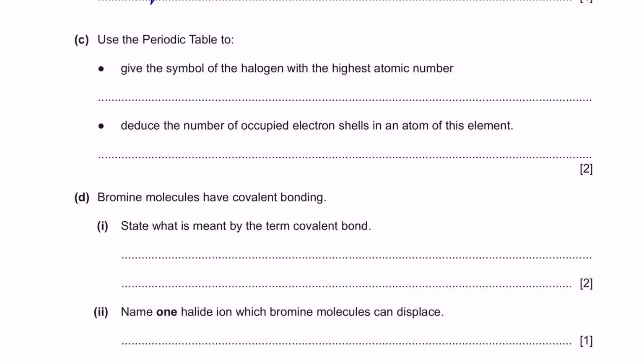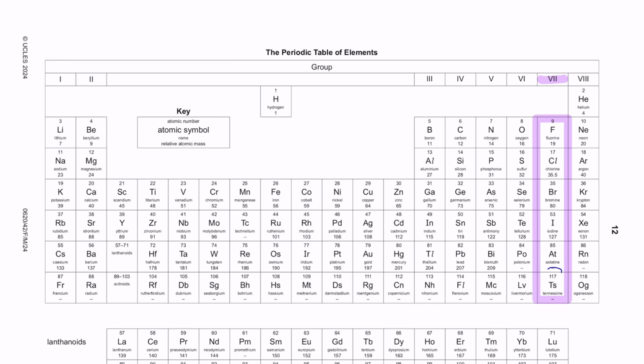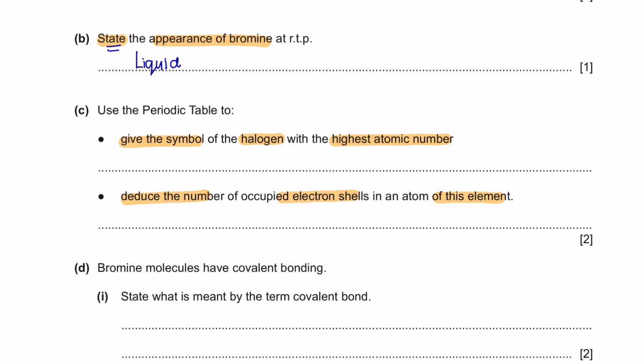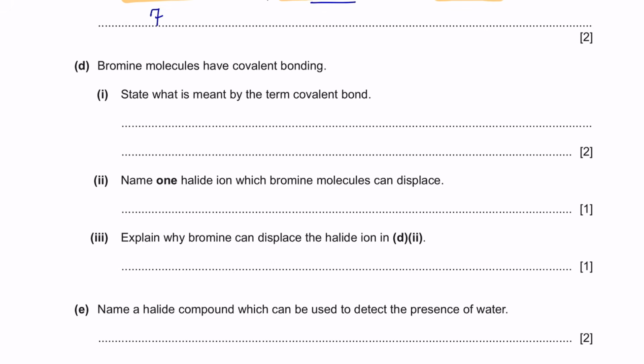Question C. Use the periodic table to give the symbol of the halogen with the highest atomic number and deduce the number of occupied electron shells in an atom of this element. The element with the highest atomic number would be tennessine, and as it is placed at period 7, this means that it has 7 shells occupying electrons. You only have to give the symbol which is Ts, and as it is in period 7, this means that it has 7 shells.